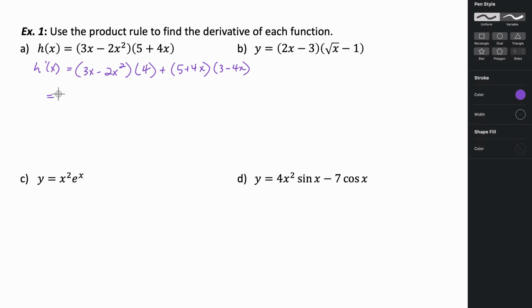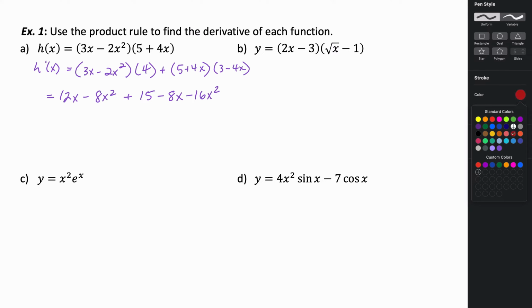Distributing the 4 in, we're going to get 12x minus 8x squared. And then 5 times 3, that's 15. 5 times negative 4x is negative 20x. And then we have a positive 12x, so it's minus 8x. And then 5 plus 4x, or sorry, 4x times the negative 4x is negative 16x squared.